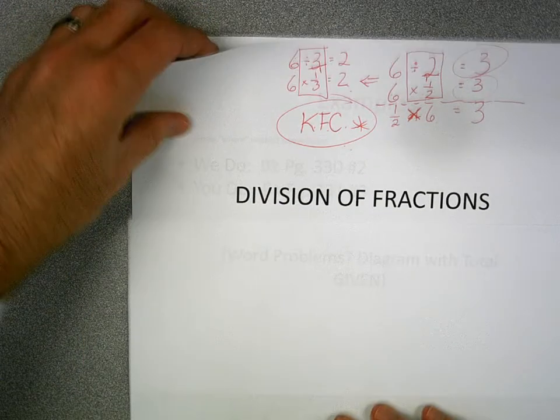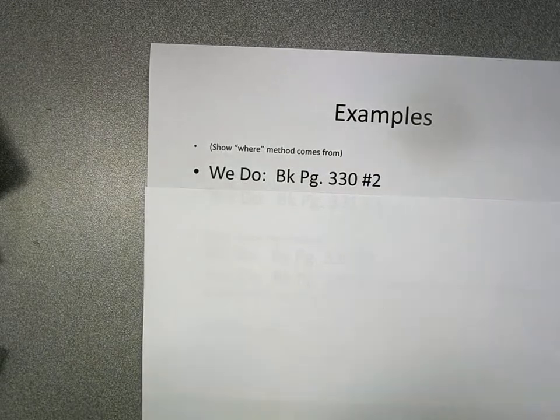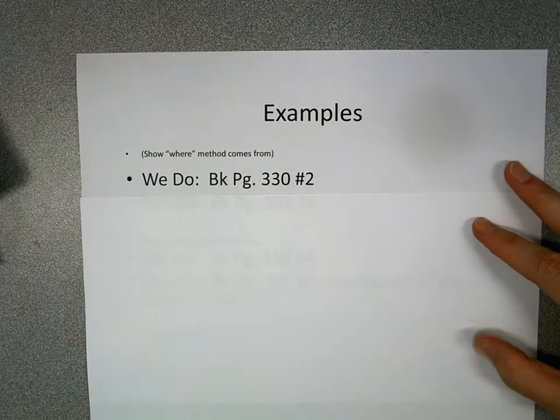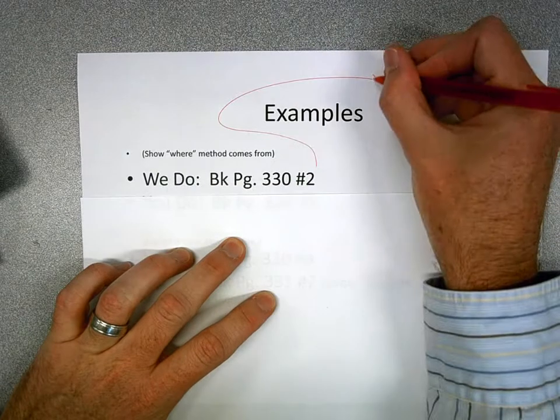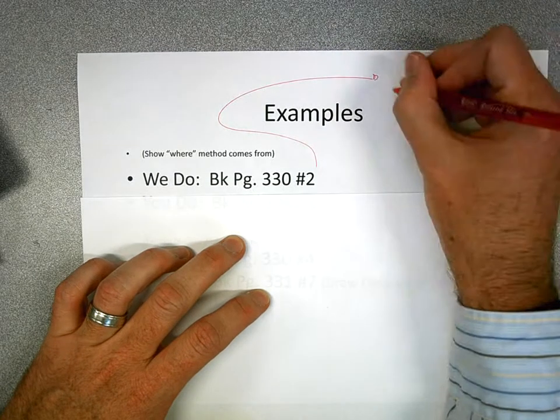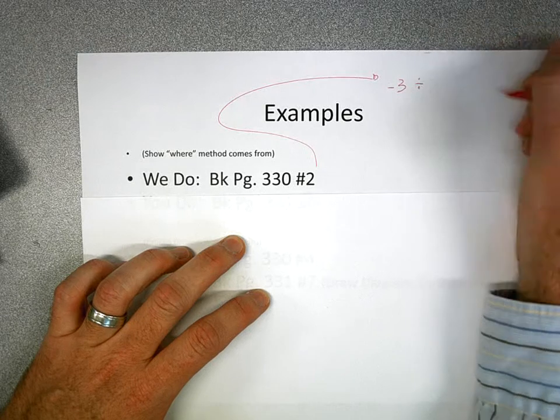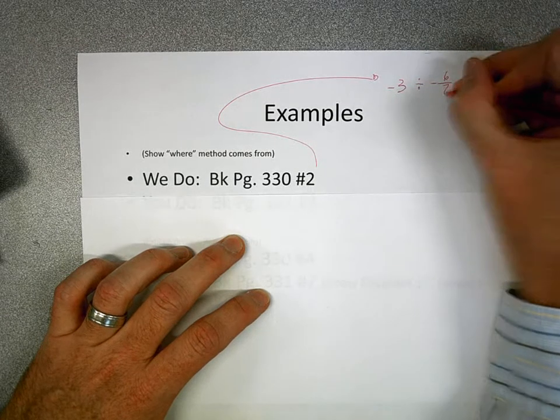All right, so here's what I would like you guys to do. Let's flip our book page, if you're not already there, to page 330. Okay, on 330, here we go. I'm going to write problem number 2 up here. Number 2 is negative 3 divided by negative 6/7.